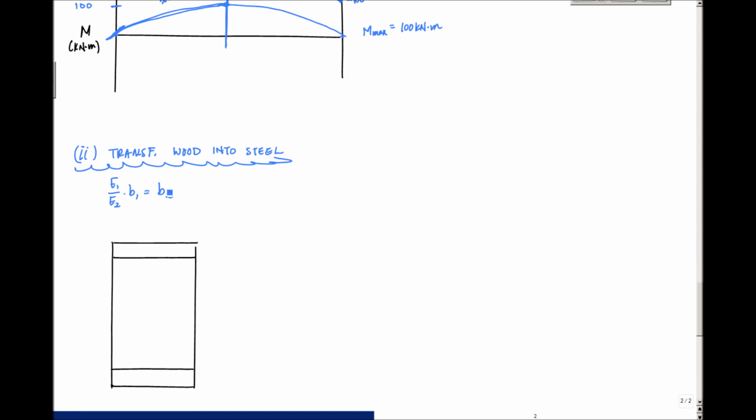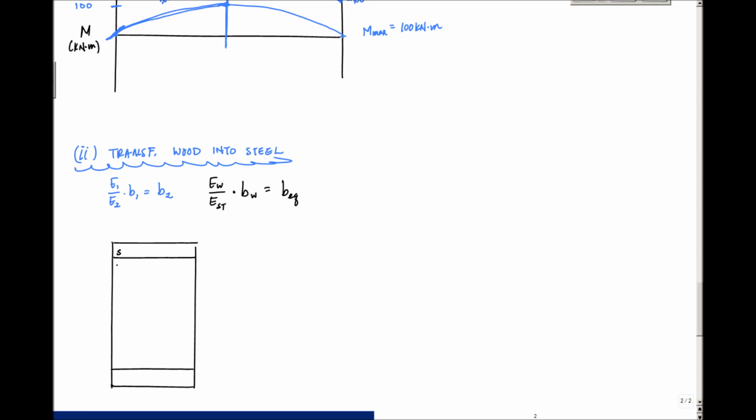And for this problem here, we're going to convert wood into steel. So that would mean the modulus of elasticity of wood divided by the modulus of elasticity of steel and times the width of the wood that we want to convert is equal to an equivalent in steel. I'm just going to call that BEQ right there. And so here, this was my steel, here was my wood, here was my steel.